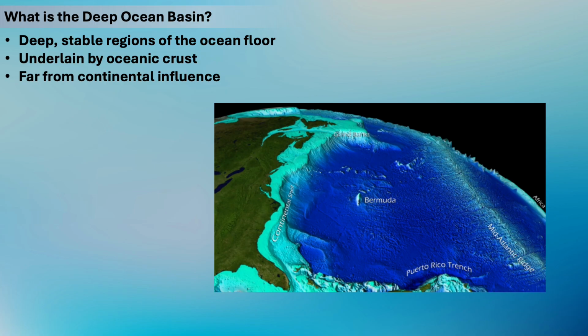This image shows the deep ocean basin of the western North Atlantic Ocean off the United States East Coast. The basin is shown in the dark blue. The basin also includes the Mid-Atlantic Ridge, but it does not include the continental shelf, slope, or rise.